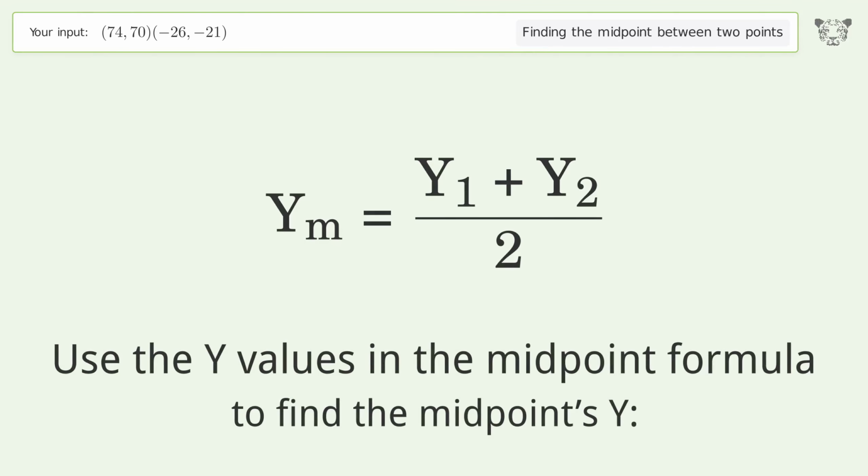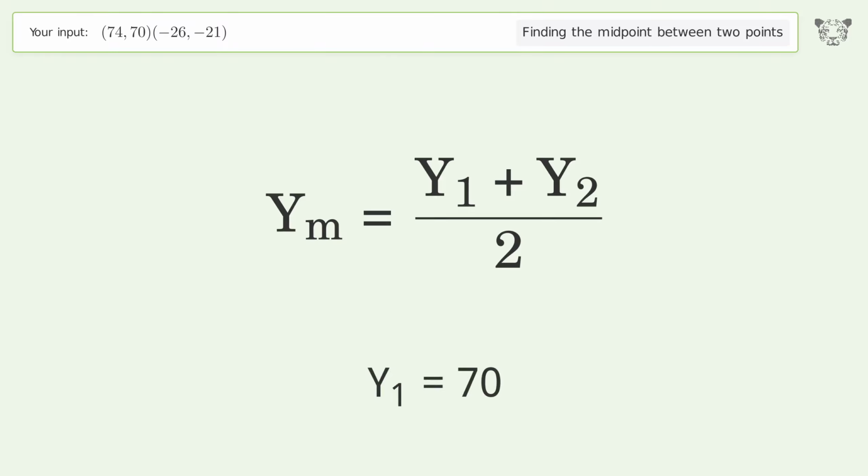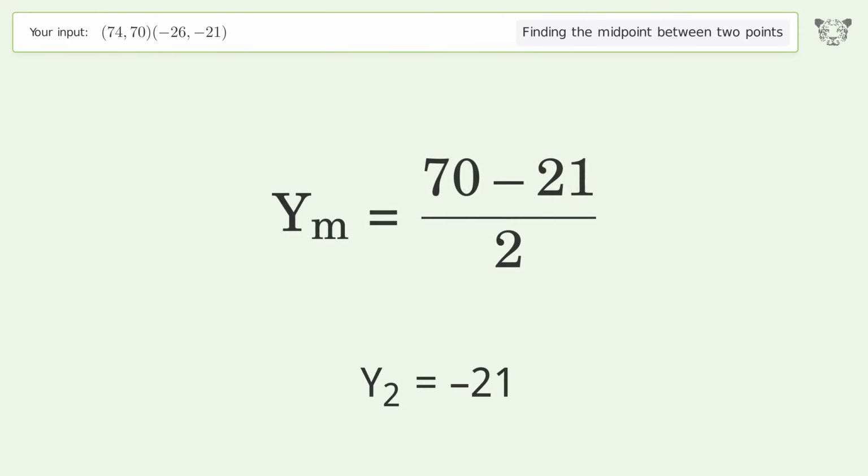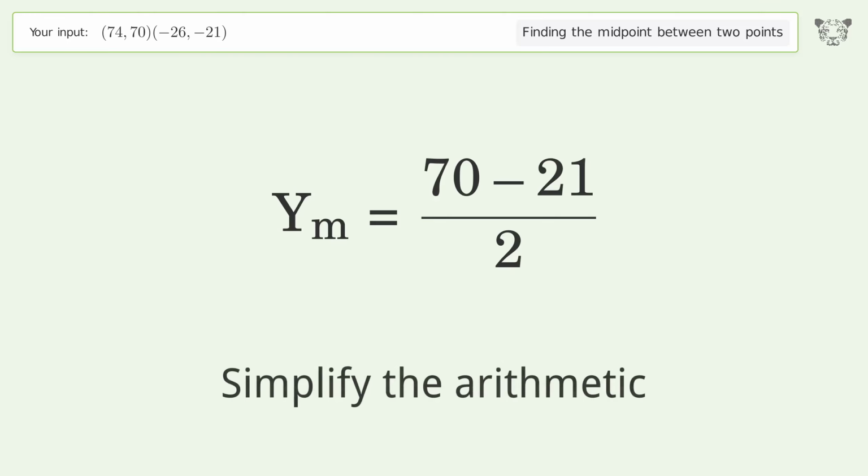Use the y values in the midpoint formula to find the midpoint's y. y1 equals 70. y2 equals negative 21. Simplify the arithmetic.